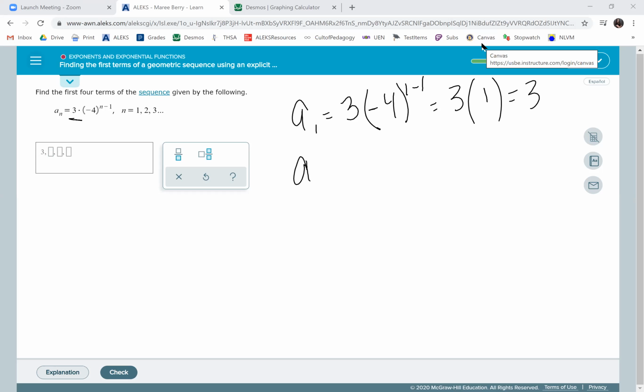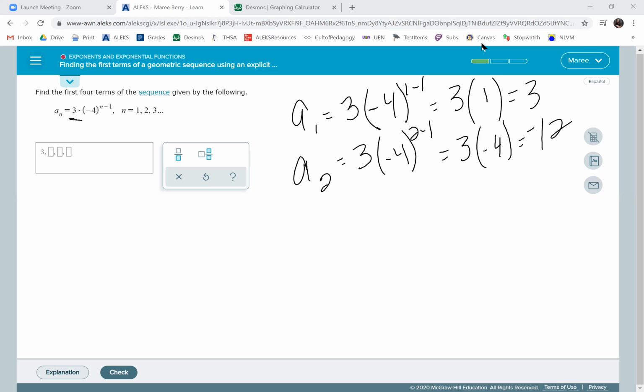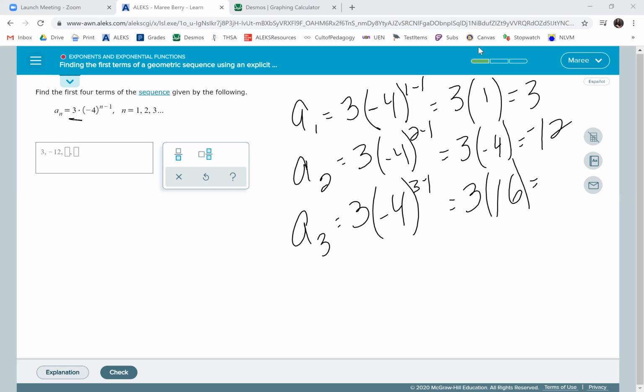Okay, the second term is a sub 2 equals 3 times negative 4 to the 2 minus 1. 2 minus 1 is 1, so we just have 3 times negative 4, which is negative 12. And that's going to be my next term. And the third term is going to be 3 times negative 4 to the 3 minus 1. 3 minus 1 is 2, so we're squaring negative 4, which becomes a positive 16 because negative times negative is positive. And 3 times 16 is 48. So we'll type in 48.